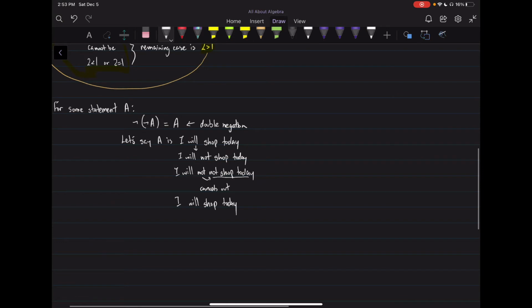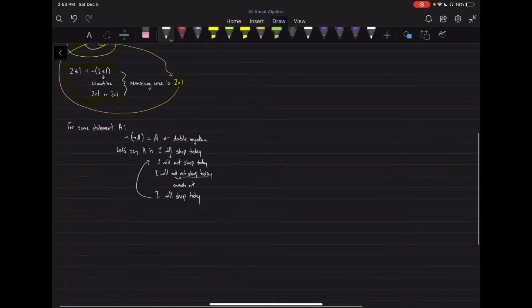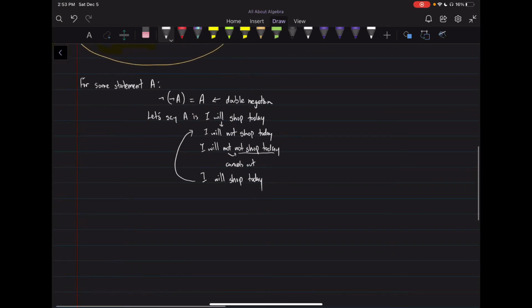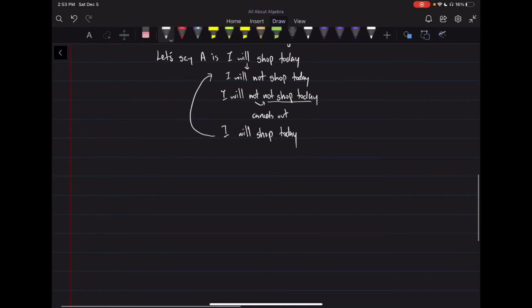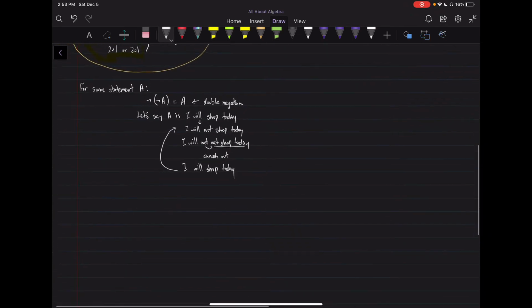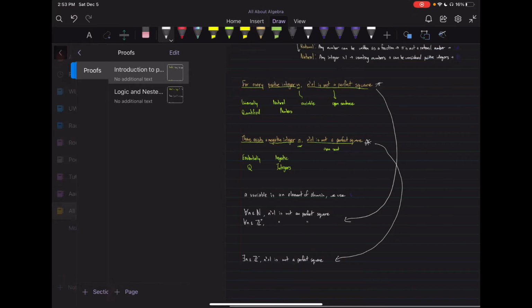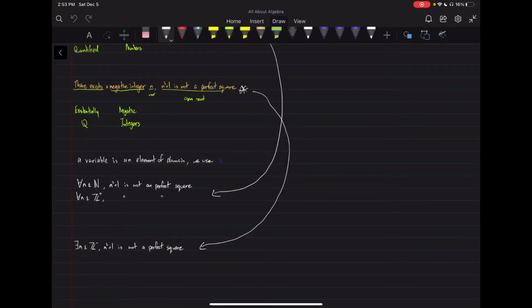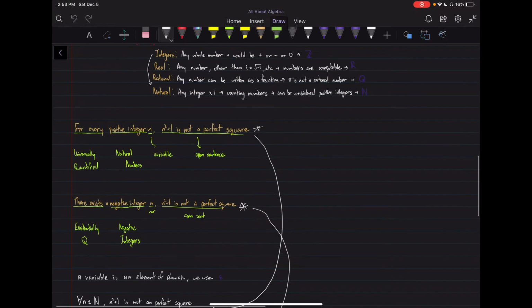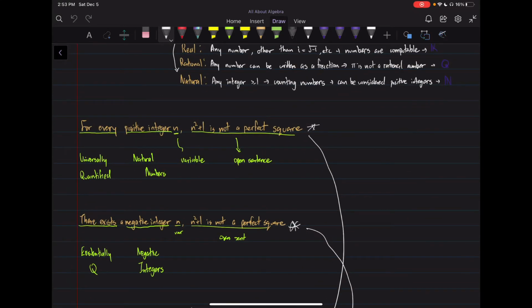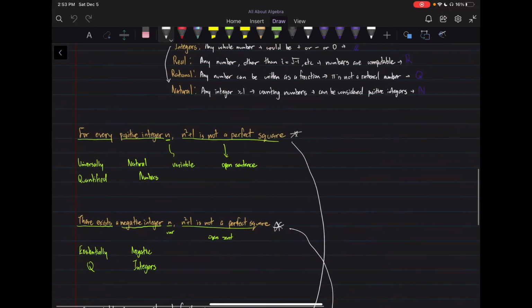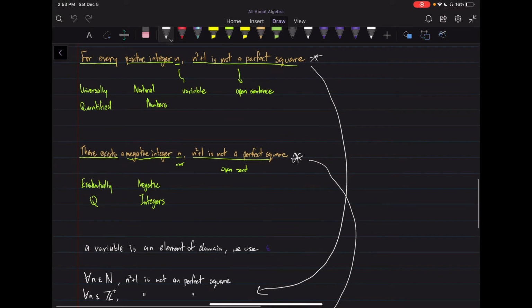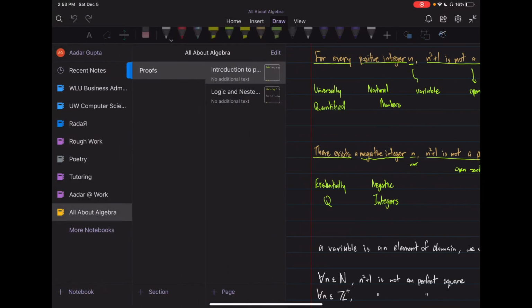So you get back to your original. So that's what a negation is. Now we can apply negation to what we looked at last week. So let's take a look at what we looked at last week, right? Well, what did we look at last week? We looked at, for every positive integer n, right? This is universally quantified and existentially quantified. There exists, right?